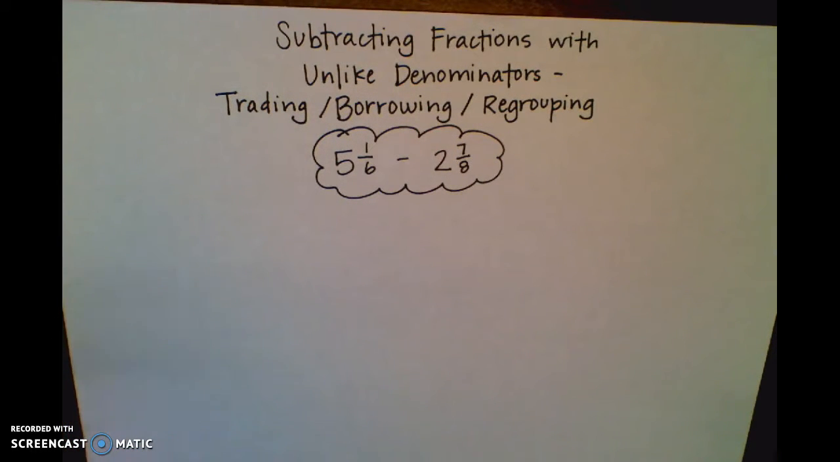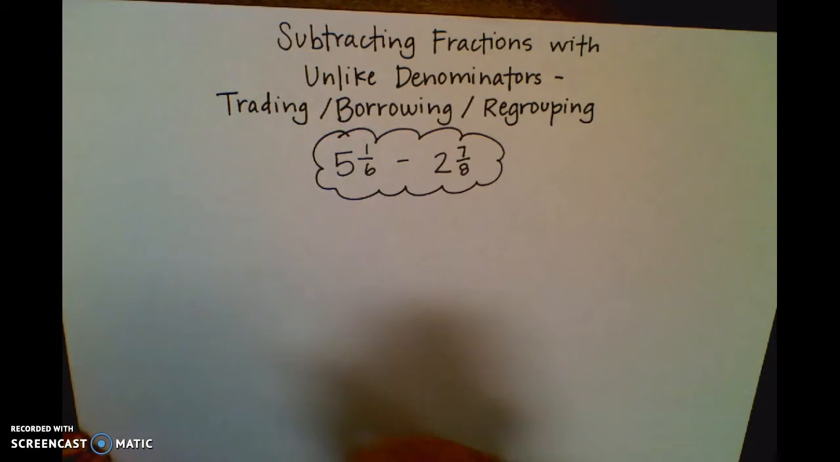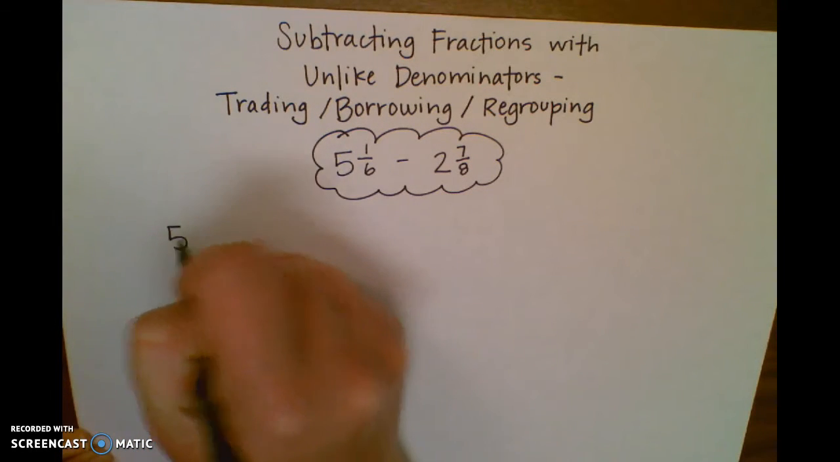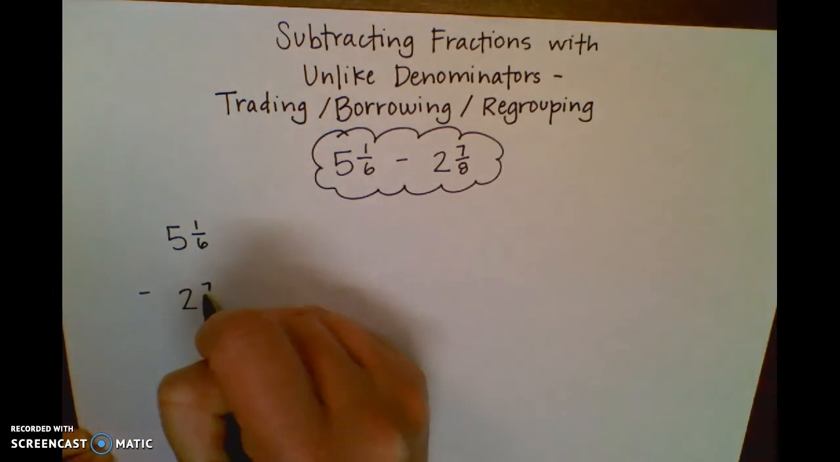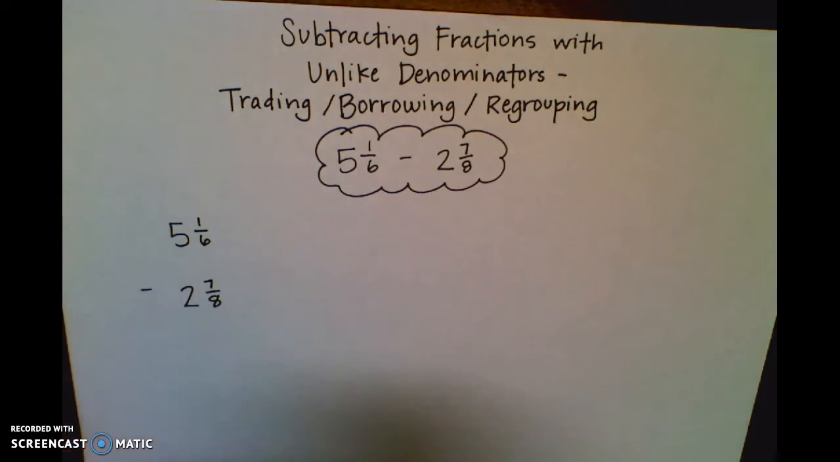Now let's scoot over here real fast though to one where I have to do some borrowing, or as we sometimes call it regrouping, or as we also sometimes call it some trading. Okay, so with this problem, 5 and 1/6 minus 2 and 7/8.